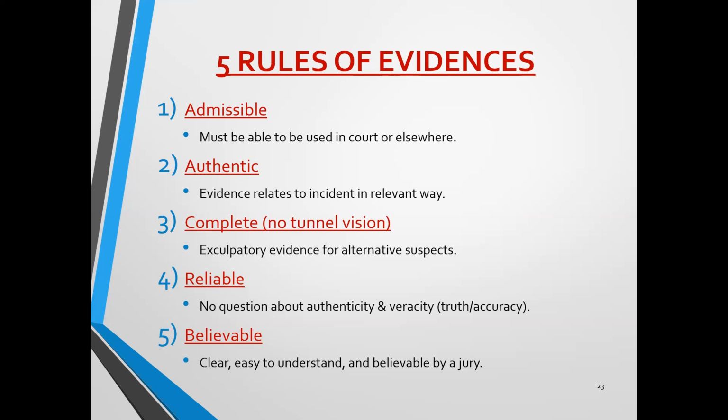It should be reliable. It should be authentic and also have veracity. That means it should have the truth as well as be accurate. We should rely on it. By reliability, we mean that the evidence we pick, the digital information, should be clear, easy to understand, and very believable to the juries. It should actually carry a lot of value to them when they are looking at it. Okay, so those are our key 5 rules of evidence.